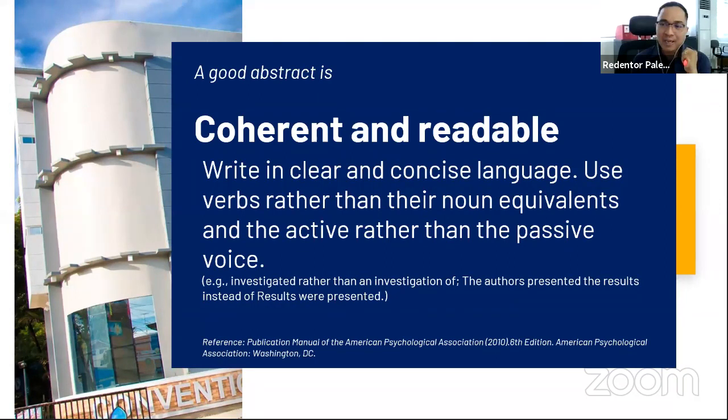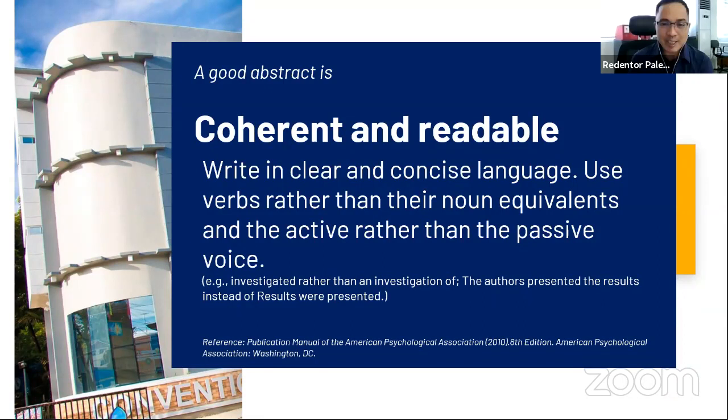For example, you say the authors presented the result, that is active voice. But then, results are presented, that is the passive voice of the verb. You cannot make the result the doer of an action, because of course, it cannot do an action. So that's the way wherein we cannot write it in the passive voice. Okay, so that's it. Coherent and readable. That's another characteristic. Let's move on to the next characteristic.